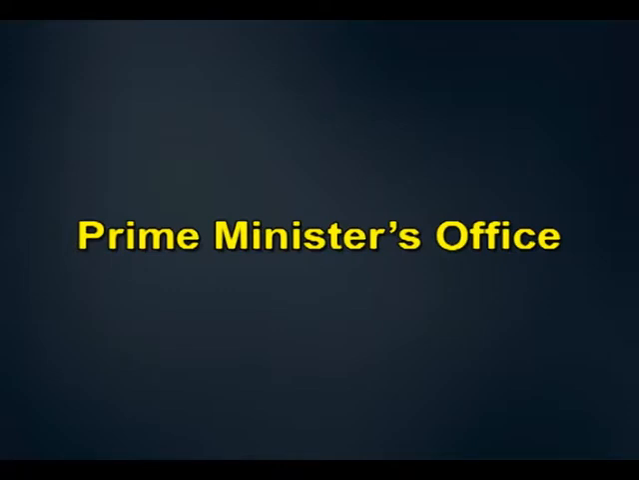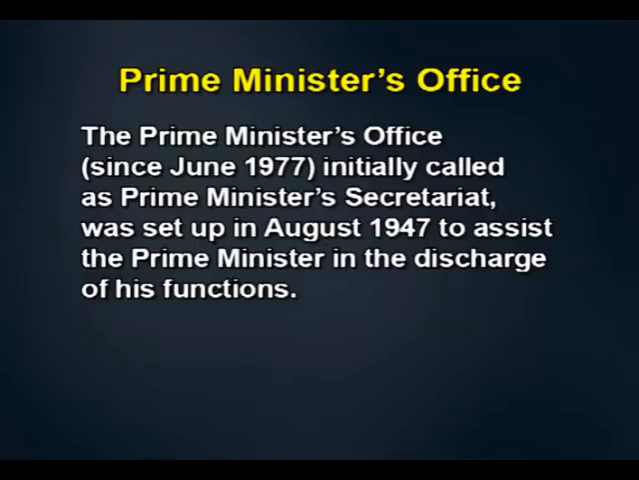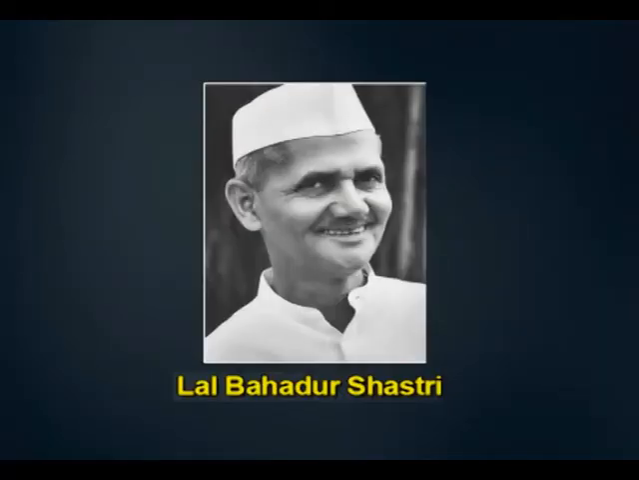Next, coming to the role of Prime Minister's office. The Prime Minister's office, since June 1977, initially called the Prime Minister's Secretariat, was set up in August 1947 to assist the Prime Minister in the discharge of his functions. The institutional policy framework has been greatly altered since 1965, when Lal Bahadur Shastri, the second Prime Minister of India, created an independent Prime Minister's Secretariat.